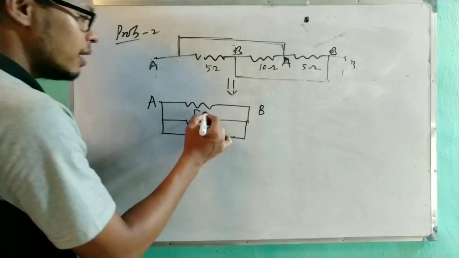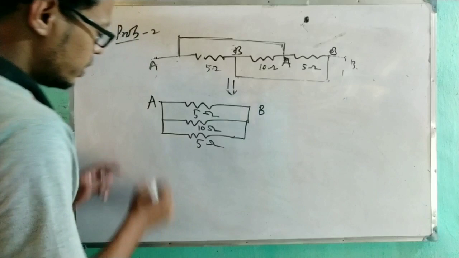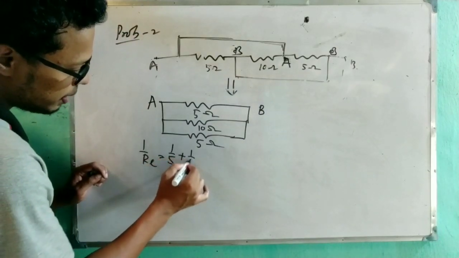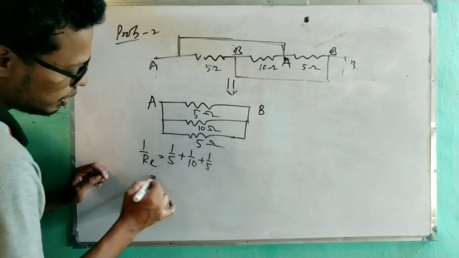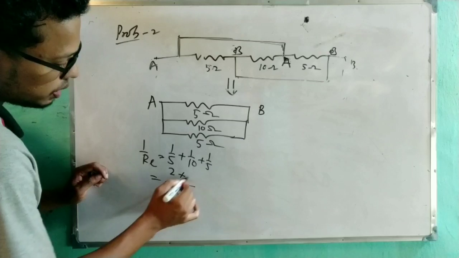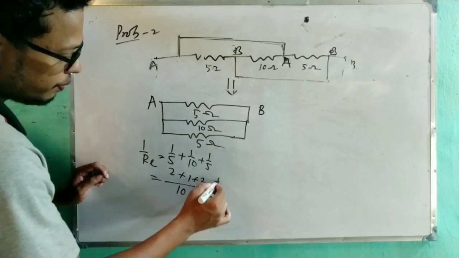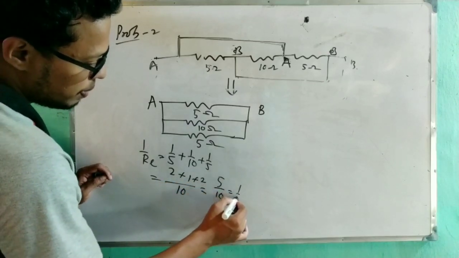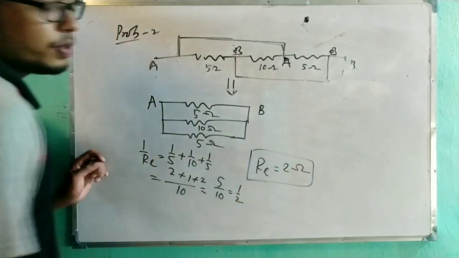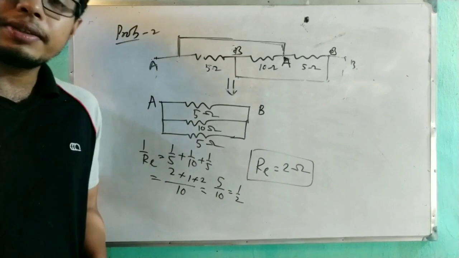These are parallel connections. So the equivalent resistance will be 1 by Re equals 1 by 5 plus 1 by 10 plus 1 by 5. This will be 2 plus 1 plus 2 over 10. This will be 5 by 10, 1 by 2, means Re will be 2 ohm. Okay, this is the answer.